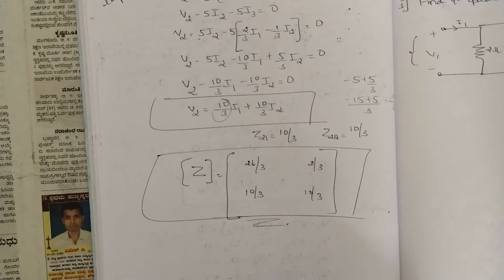We have covered the Z parameters. In the next session, we are going to see one more kind, that is the Y parameters, or we can call it the admittance parameters. That is just the reciprocal of this only.